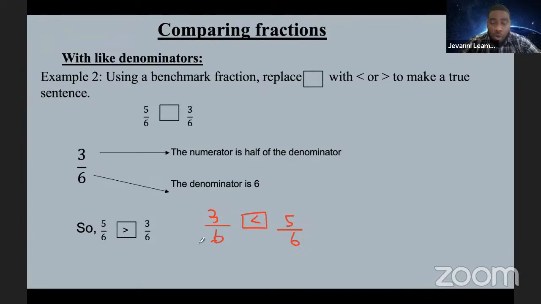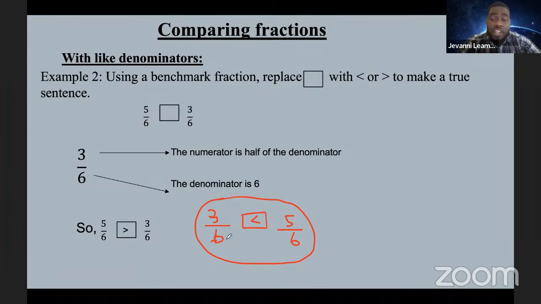So how would we read this? I want someone to open their mics and read it as you would say it. I'm going to read the first one and let's see what you do with the second one in red. The first one is saying that 5/6 is greater than 3/6. This is the original question: 5/6 is greater than 3/6.